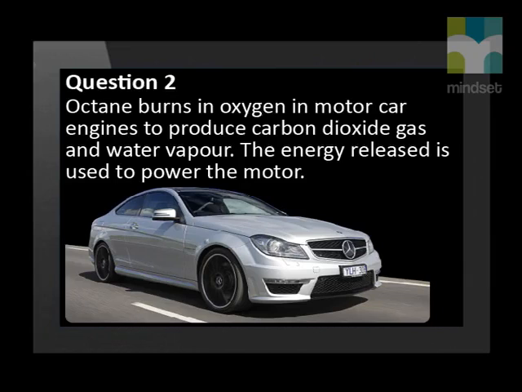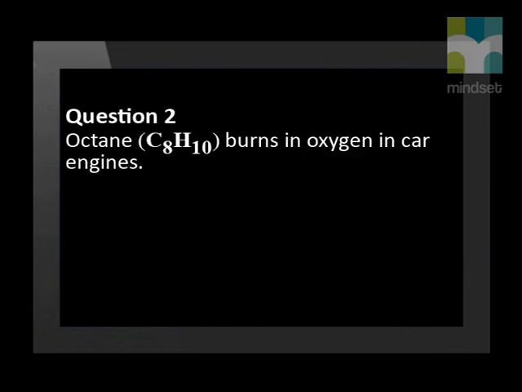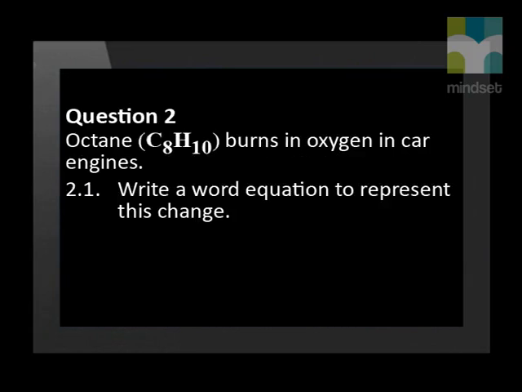Octane burns in oxygen in motorcar engines to produce carbon dioxide gas and water vapor. The energy released is used to power the motor. Octane, C8H10, burns in oxygen in car engines. Write a word equation to represent this change.